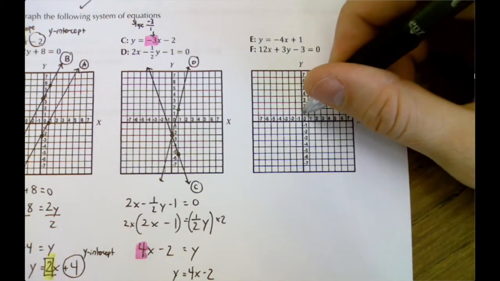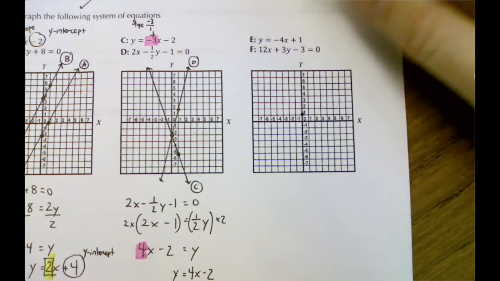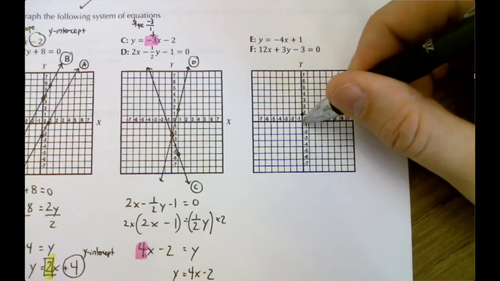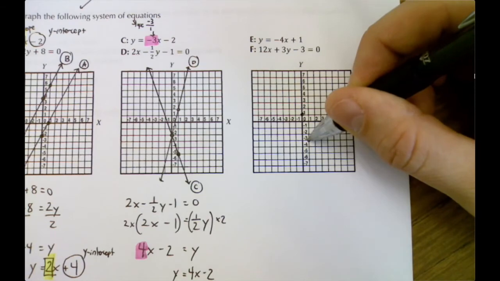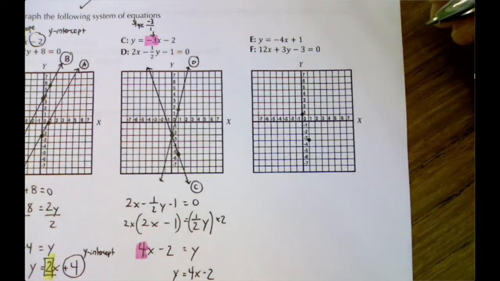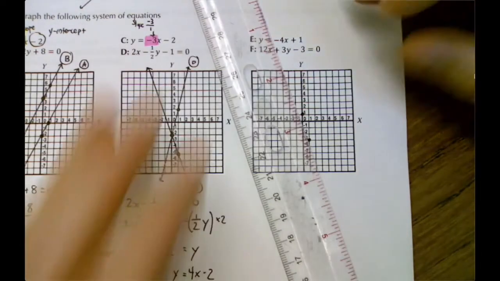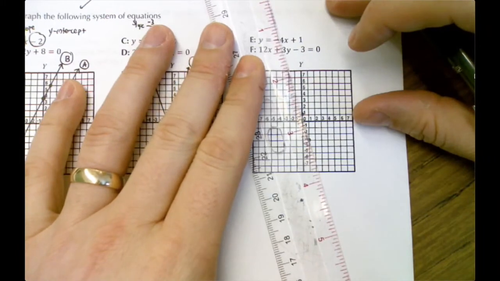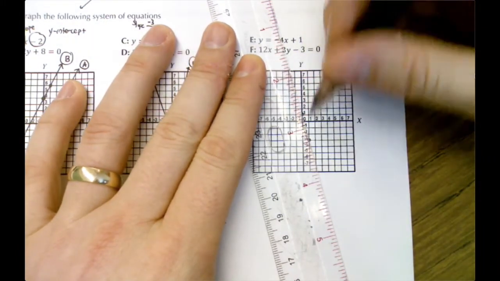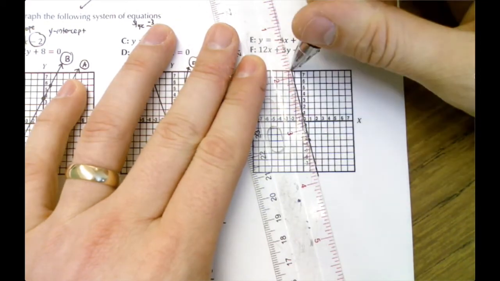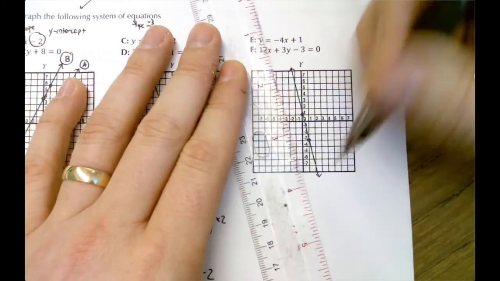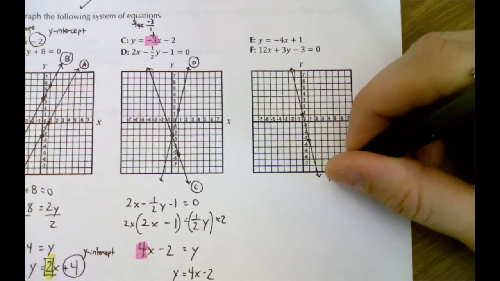So starting at a y-intercept of 1, we have a slope of negative 4, so that's down 4. 1, 2, 3, 4 over 1. We get our first line. And if I draw my line through those two dots, that's line E.